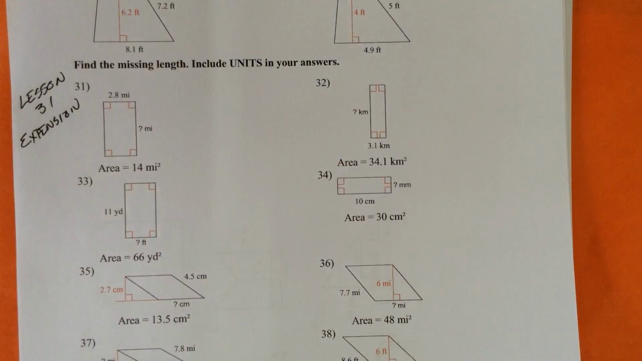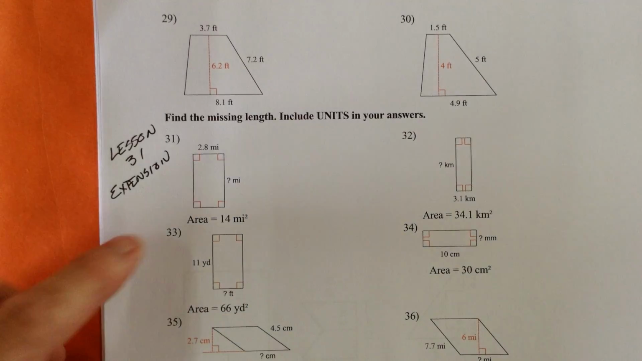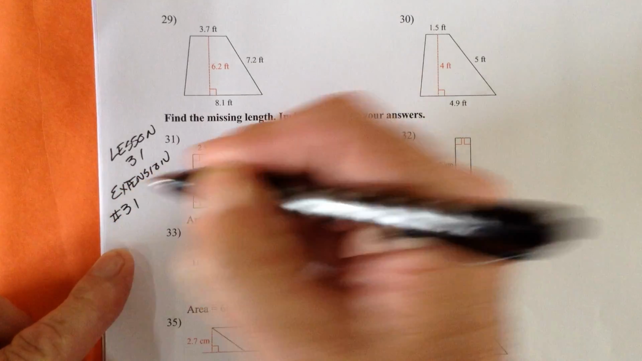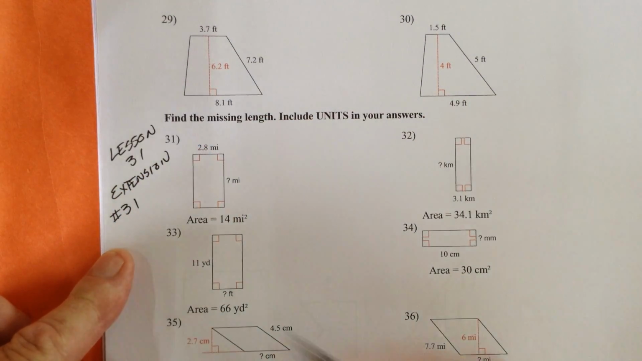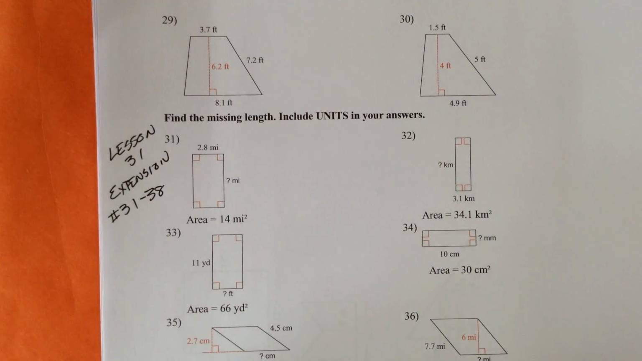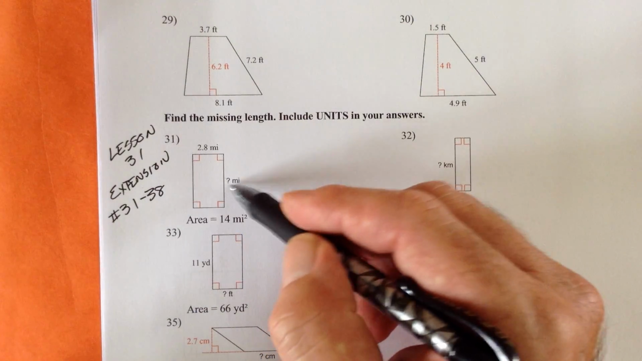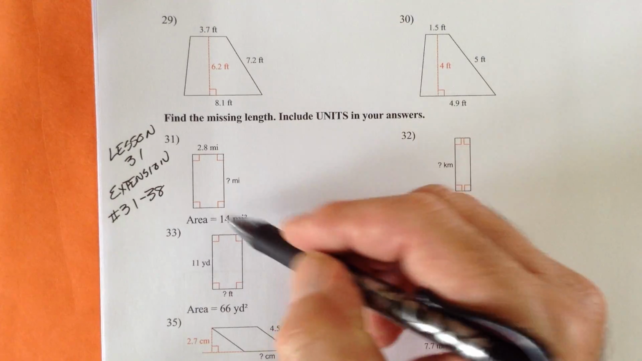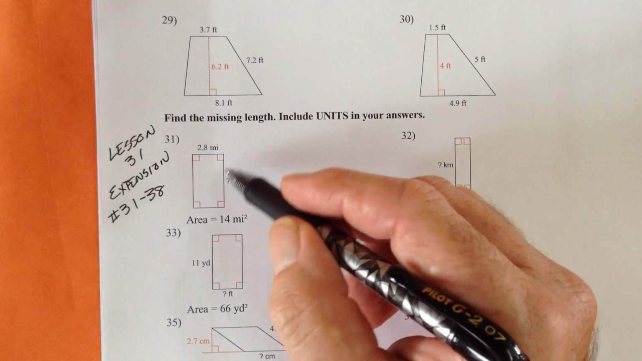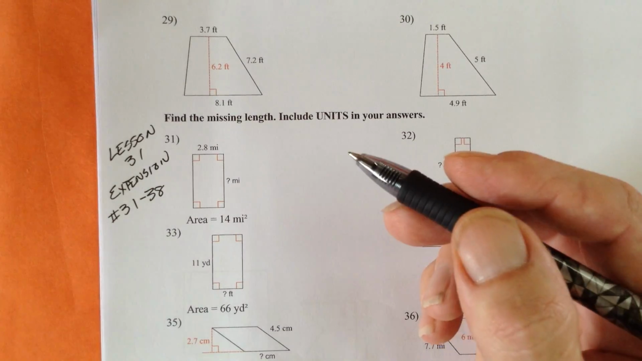But what I want to show here is these kinds of problems, number 31 through 38. You'll see some like this. Well, the practice tests that I've done, I've seen these come up where they give you one side and they don't give you one of the other side. It's a mystery. It's missing, but they tell you the area. And they'll say, find the missing side, or what is the missing side of this rectangle.